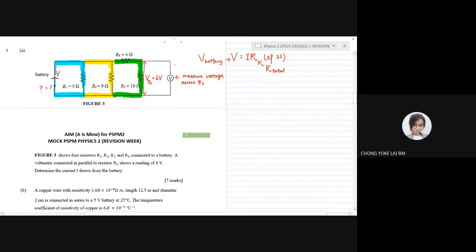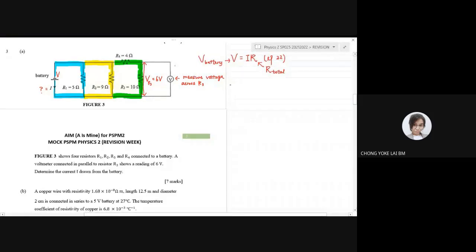in series. Kenapa series? Sebab dia duduk jalan yang sama. Dia duduk jalan yang sama. See? Color dia sama. So, lepas tu, combination of R3 and R4 will be parallel to R1 and R2. Dia parallel kepada R1 dan R2 sebab ketiga-tiga ni mereka duduk pada jalan yang berbeza. Okay? Path yang berbeza. So, kita akan mula kira dulu kita punya effective resistance R total.